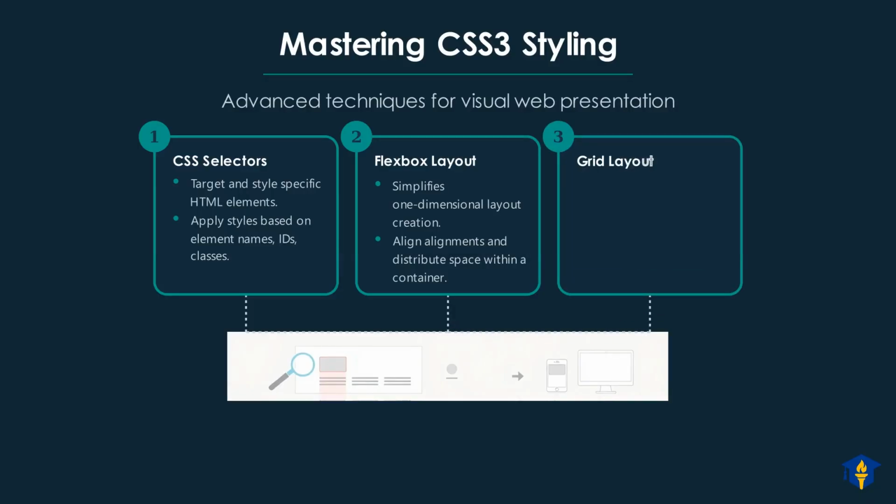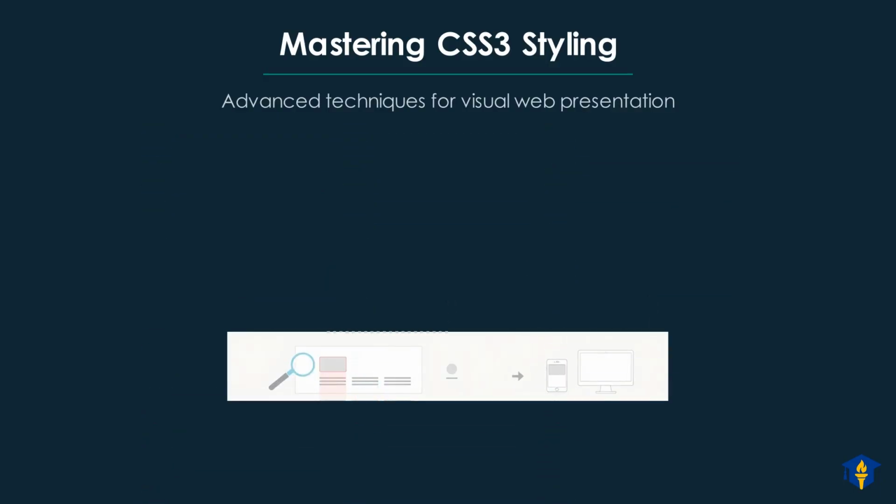For more complex designs, CSS Grid Layout provides a robust two-dimensional system for web pages. This powerful system allows you to manage both rows and columns simultaneously, creating intricate layouts. It helps you manage content in rows and columns effectively, providing precise control over your page structure.